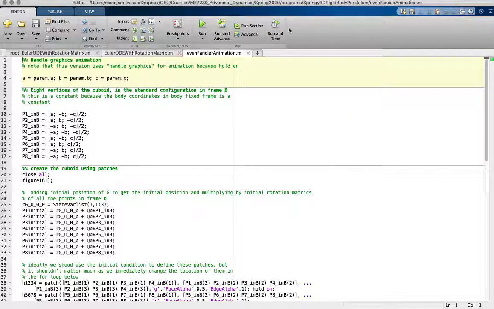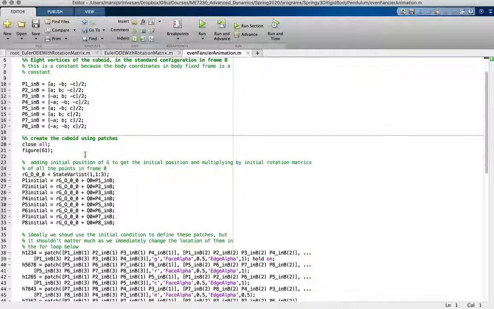So the so-called fancy animation is the same as before. It's just using lines and simulating those. Here we have the even fancier animation, what I call even fancier animation. You can make the animations more and more fancy, as I'll show. But here, what we are doing is just defining the 8 coordinates of the 8 points in the frame B. These are constants, right? And then the initial position of the 8 points is going to be the initial position of the center of mass, which is this.